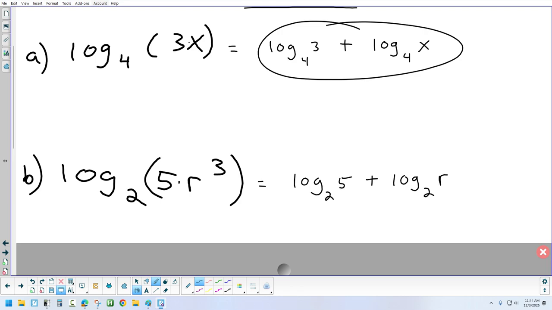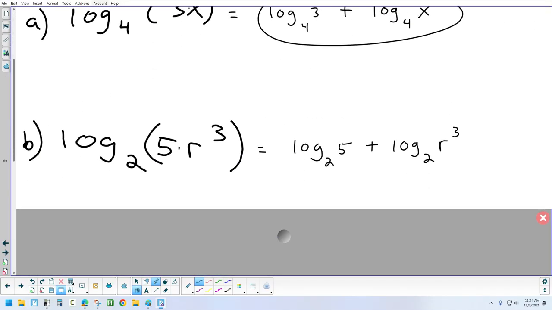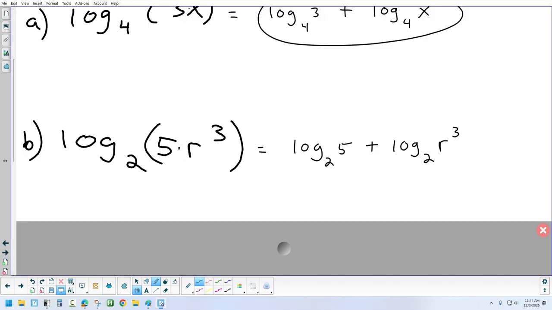R cubed. Now we would be done if it didn't say express powers as factors, but you left a power in the final answer. The first part's fine. How are we going to fix the second part? Yep. We bring the exponent over. So what would you have? It would be 3 log base 2 r. Perfect.